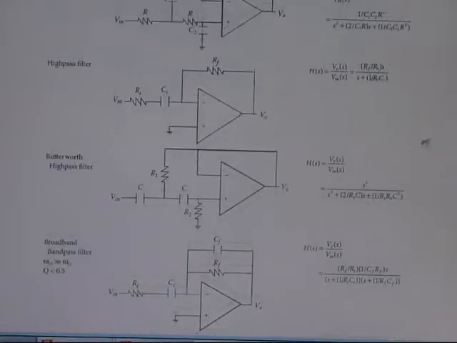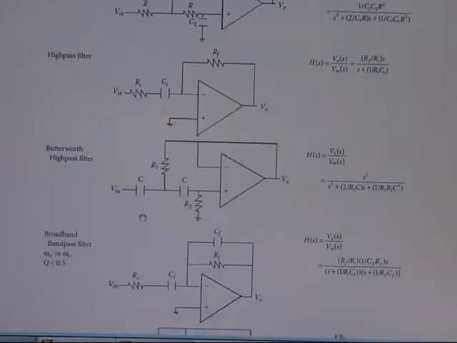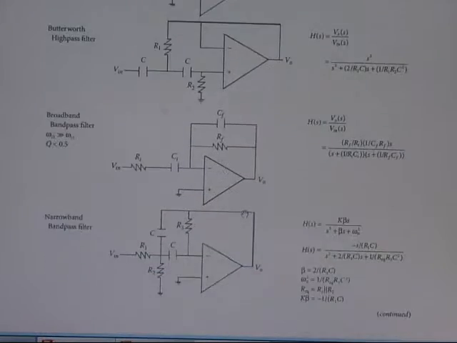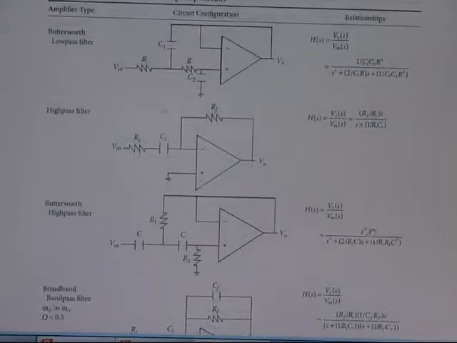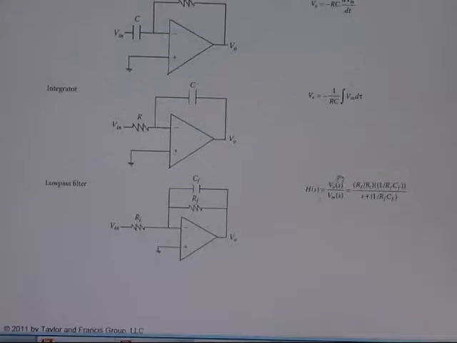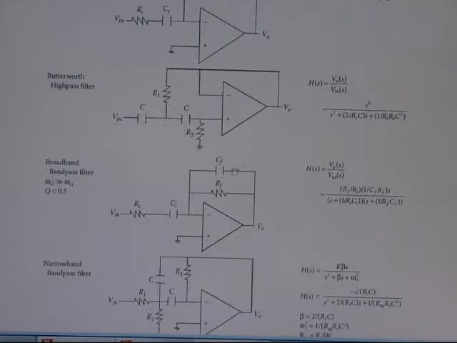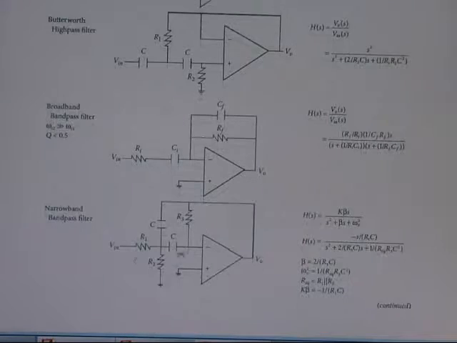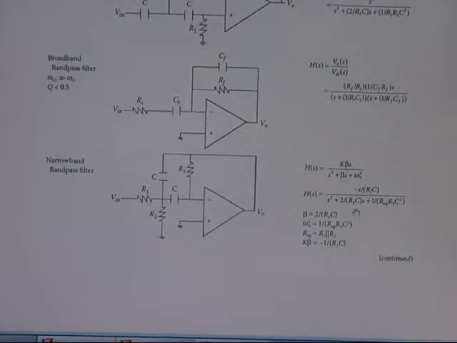The equation diagrams for the Butterworth low pass filter, high pass filter, broadband band pass filter, and narrow band pass filter. Those are different kinds of operational amplifier circuits, using three operational amplifiers.